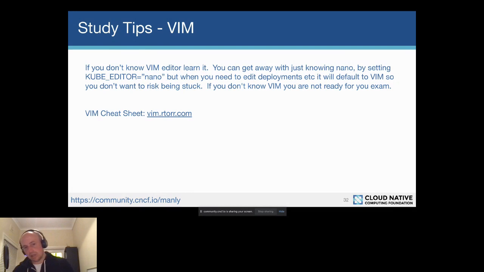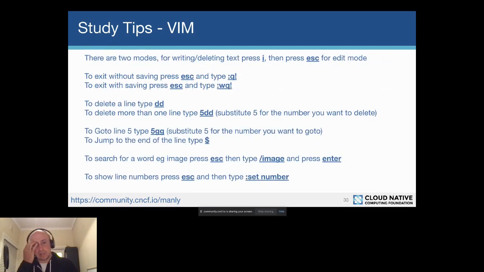You can find a cheat sheet at vim.rtorr.com, and that's the one that I personally use myself as well. Just some real basic tips on Vim: there's two modes. You probably already all know this, but one for writing, one for editing. You press I for insert mode, and then escape for edit mode. A lot of people get stuck because they don't know how to exit Vim, so you don't want to embarrass yourself on the day doing that. You can press escape and then :q! or :wq if you're on the right tool as well.